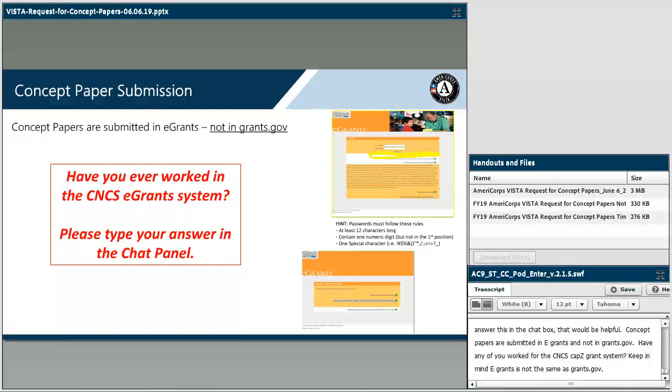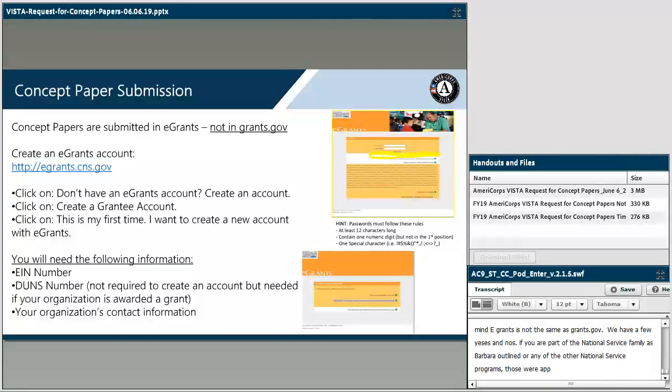So we have a few yeses and a few nos. If you are part of the National Service family, as Barbara outlined, any of the other National Service programs were applied for through eGrants as well. So if your organization has been with us, they may have an account already. Great, thanks. Concept papers are submitted in eGrants and not grants.gov, as I've said.